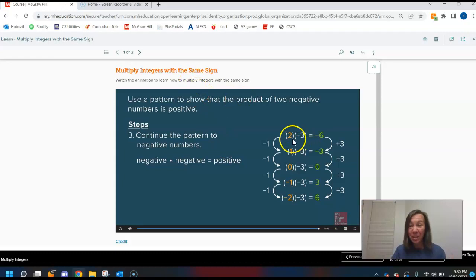So you see what's happening here. We have a positive times a negative, negative, positive times a negative, negative. But then once we switch here, a negative times a negative ends up actually being positive. Negative times a negative is positive. So when we multiply two negative numbers, we actually get a positive number.